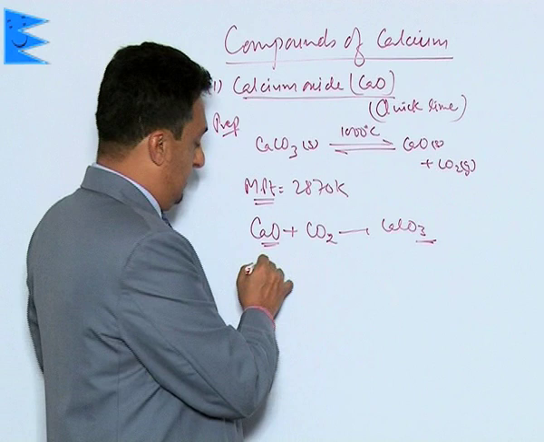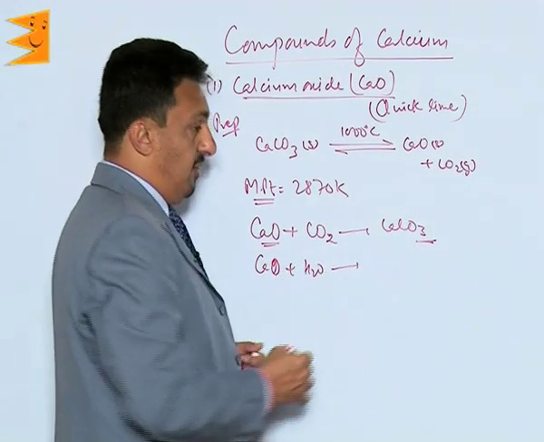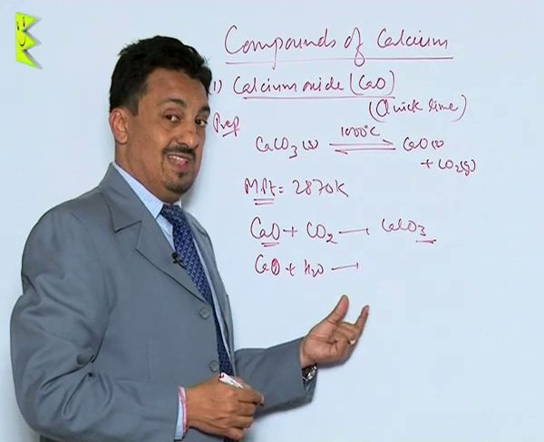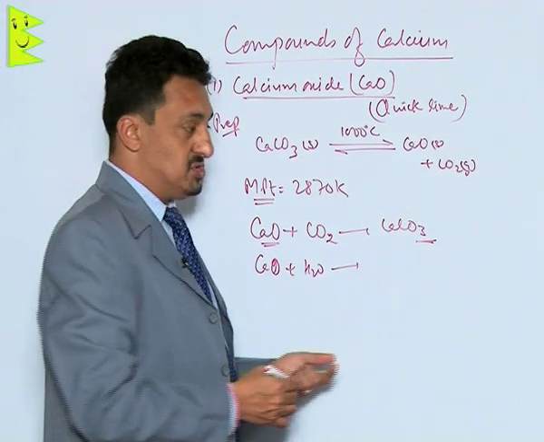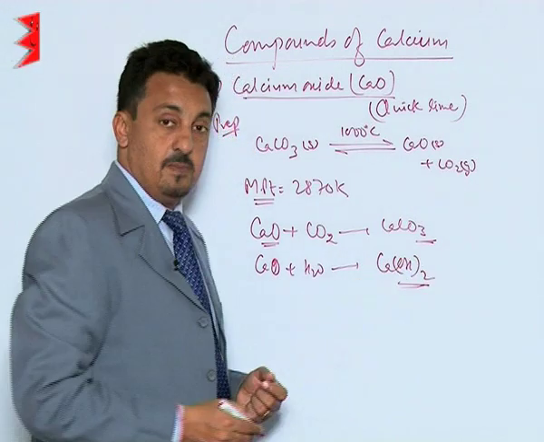When mixed with water, it forms lumps of lime. That's why it's called slaked lime. It leads to the formation of slaked lime. That is why the calcium hydroxide formed is called slaked lime.